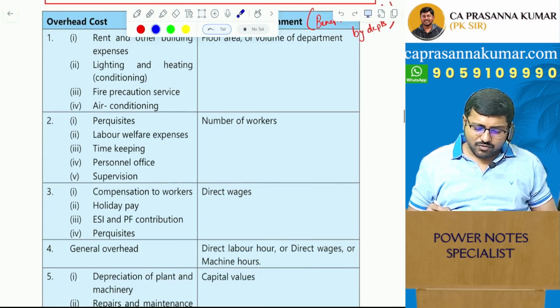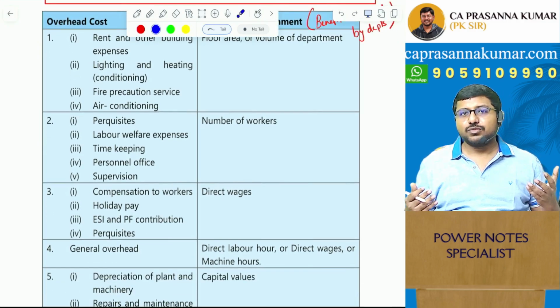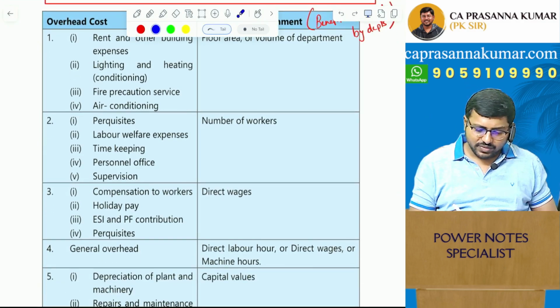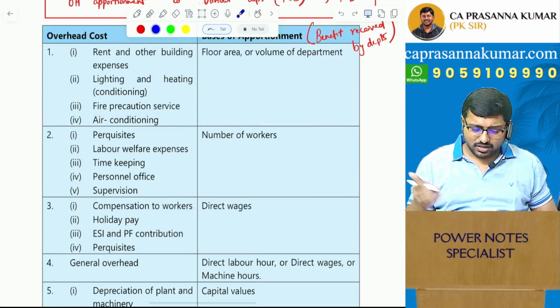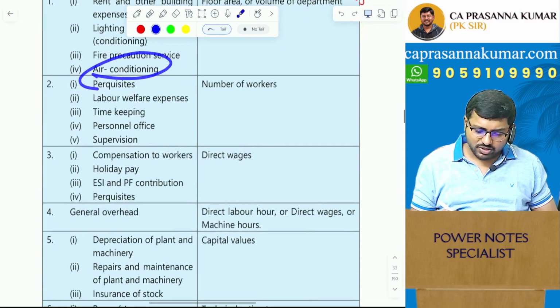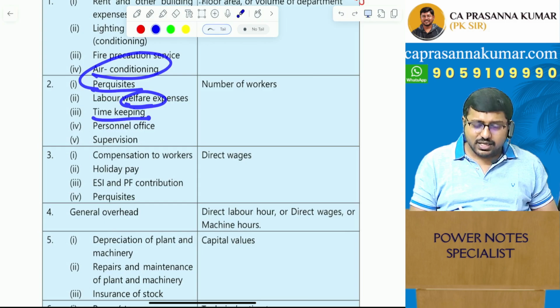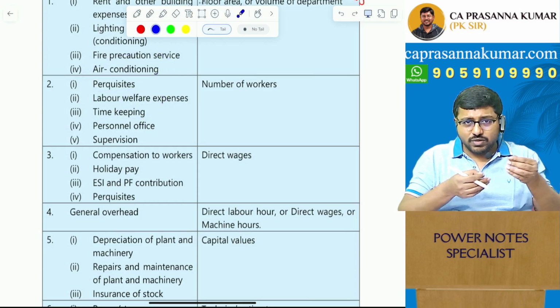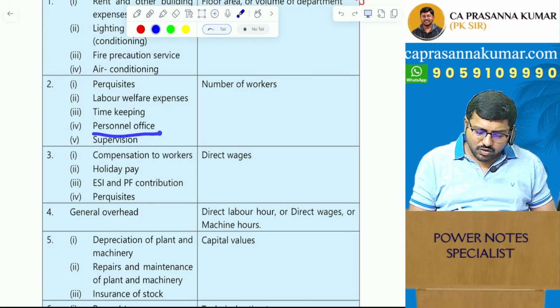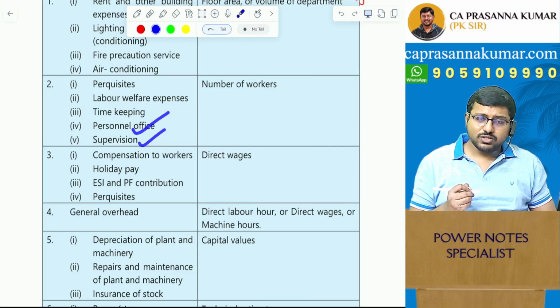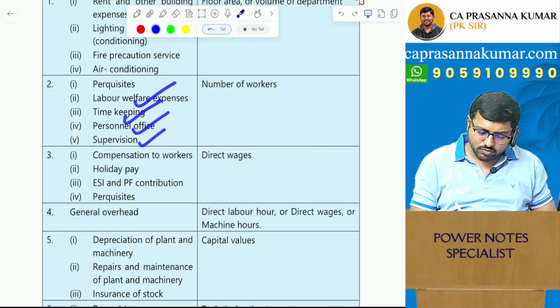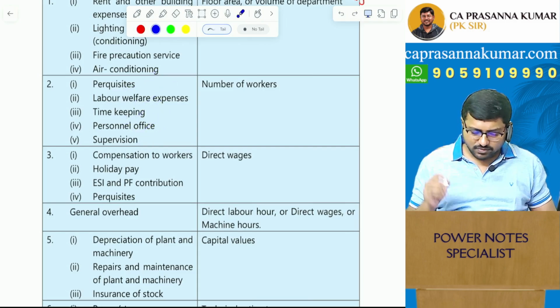Okay, we don't have time to explain each and every item, Nana, because we are doing revision. So just try to remember. Fire precaution service: the more the area, the more fire precaution service you have to incur. Air conditioning, same logic, depending upon the area. Then perquisites, labor welfare expenses, timekeeping. Timekeeping means when a labor comes, when he goes out, everything will be taken care of. Personnel office, supervision, all these things will depend upon the number of workers. The more the number of workers, the more the supervision, personnel office expenses, timekeeping expenses, labor welfare, and perquisites. Clear?